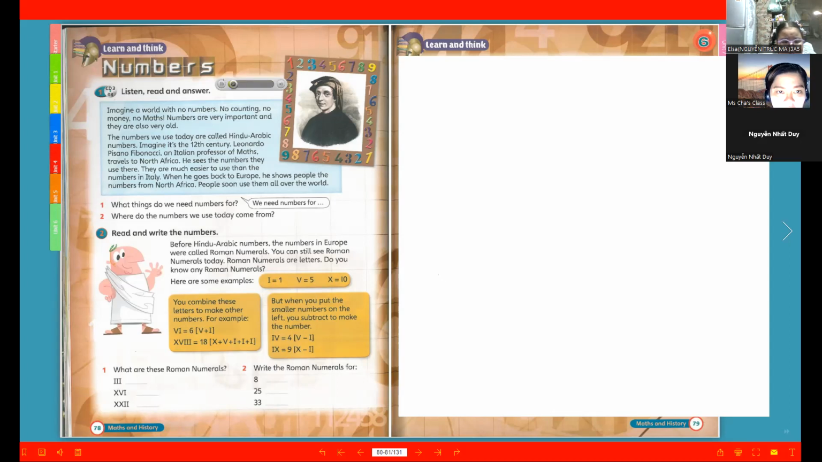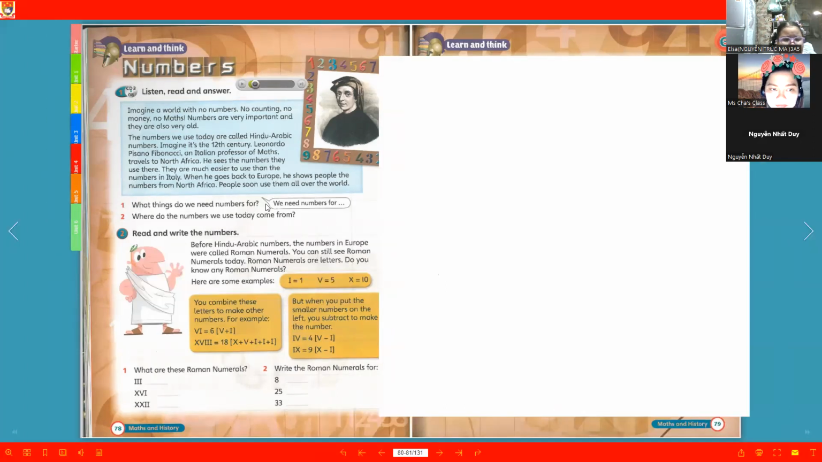Now, Elsa, Student's Book page 78. Can you tell the teacher what things do we need numbers for? We need numbers for counting, for money, and for maths. Elsa, where do the numbers we use today come from? North Africa and Europe. Okay.